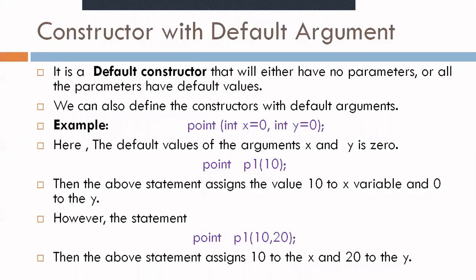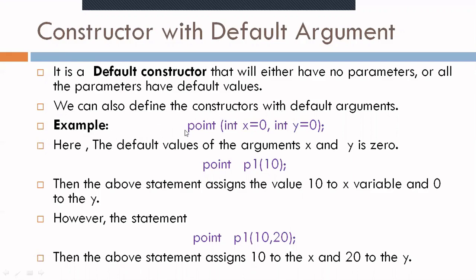Now let's see constructor with default arguments. Yes friends, it is a special case in which a constructor has arguments, but it is called a default constructor because it has all of its arguments with default values. So it is a default constructor that will either have no parameters or all the parameters have default values. We can also define constructors with default arguments.